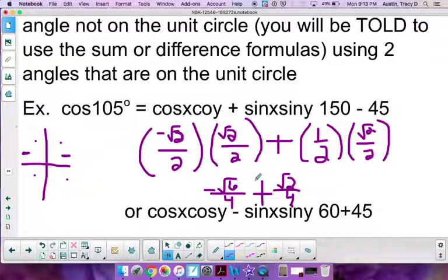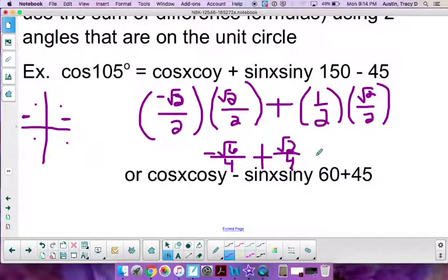It also counts, you can flip it around if you don't want to put the negative in the front. You could say that this was root 2 minus root 6 over 4. All three of those would be equivalent statements, and it's fine. You can use either one you like. Okay, and that's if we do this as a subtraction problem.